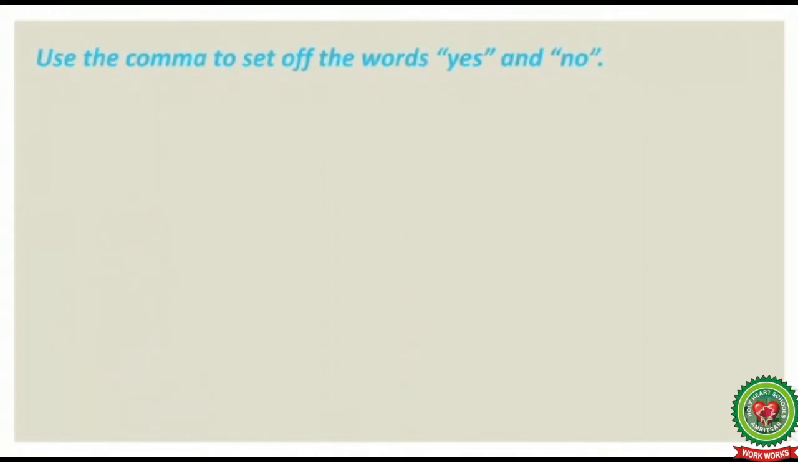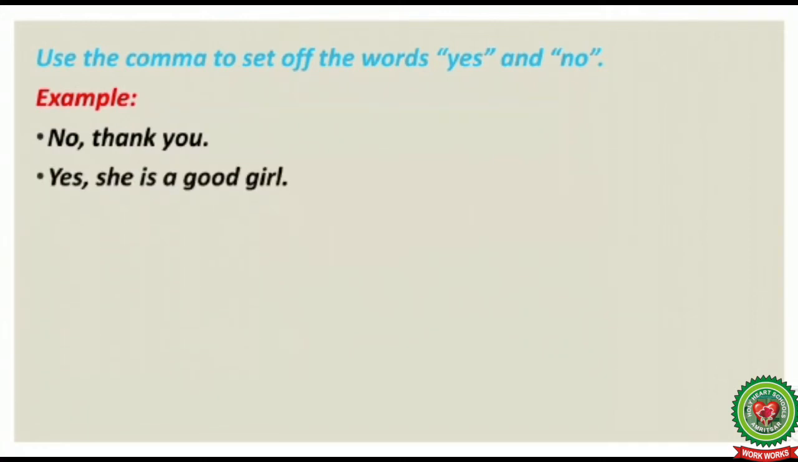Use the comma to set off the words yes and no. Children, if you are using yes or no in a statement, put a comma after yes and no. Let us take an example. No, thank you. Children, we have put a comma after no.